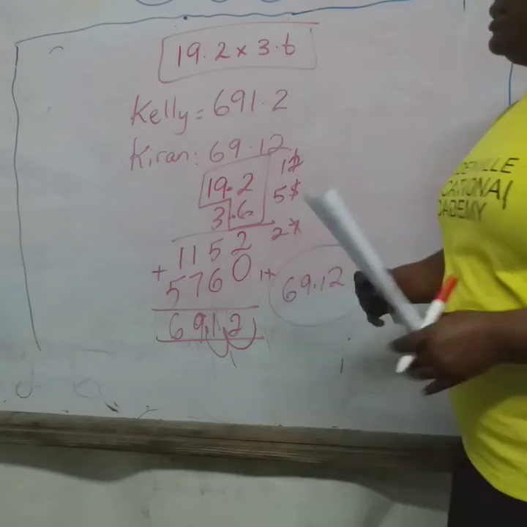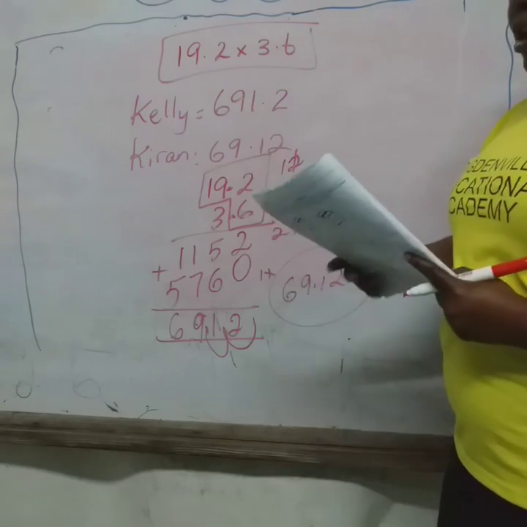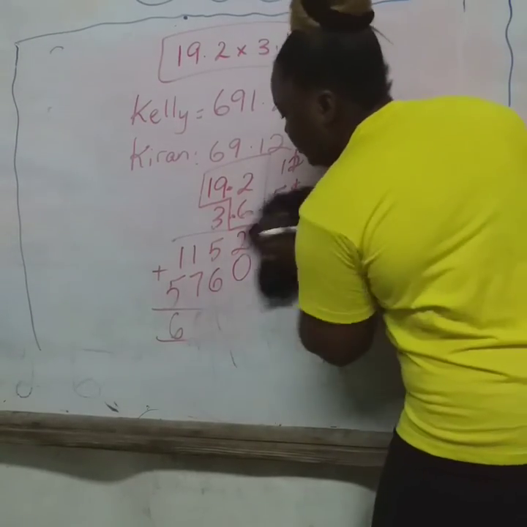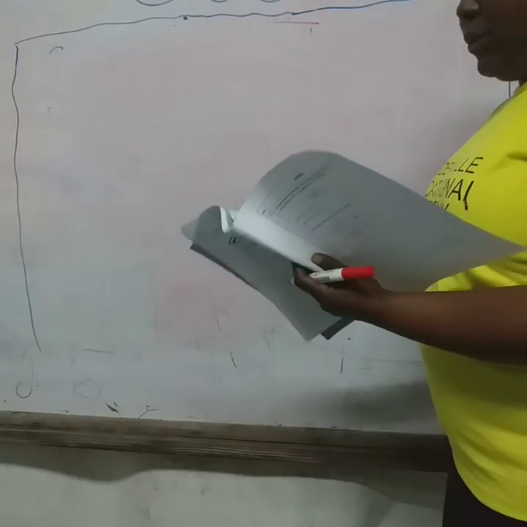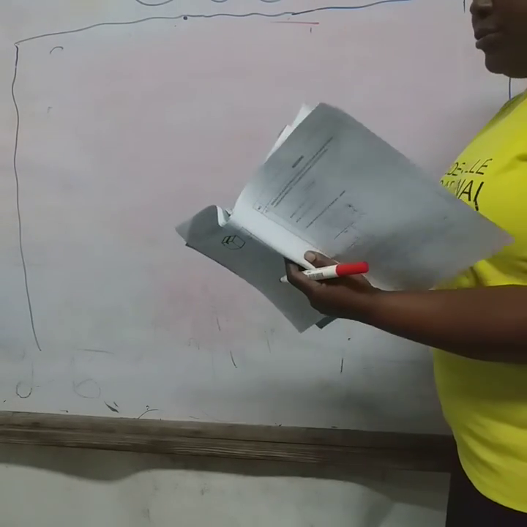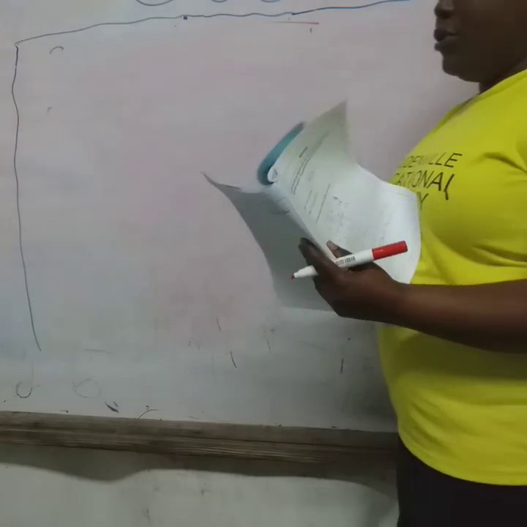Therefore, which student is correct? Kieran. He is correct. Okay? All right. Let's look at our next reasoning question. Or is that it for our reasoning questions? Yes, that's it for our reasoning questions.